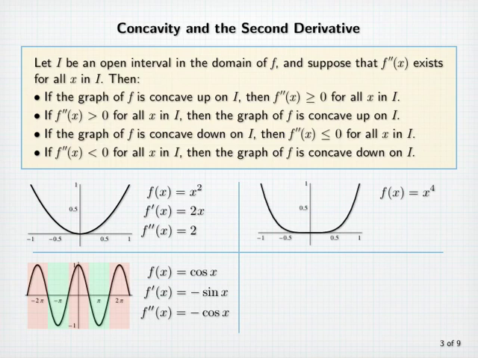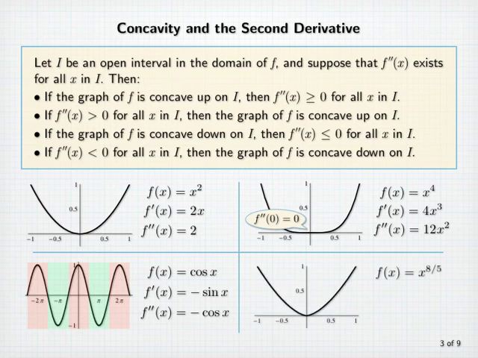Now let's look at f of x equals x to the fourth. f prime of x is 4x cubed, and f double prime of x is 12x squared. Now notice that the graph is indeed concave up, but f double prime of 0 is equal to 0. This is why we can only conclude that f double prime of x is greater than or equal to 0 when the graph of f is concave up.